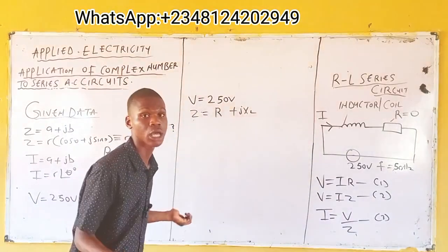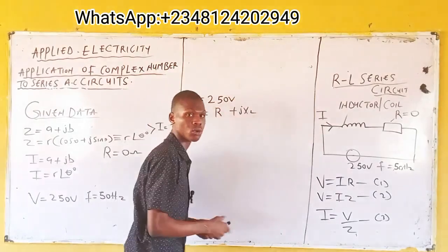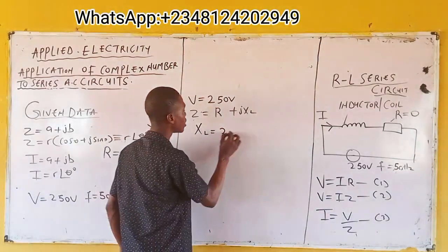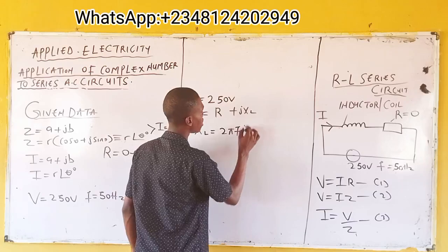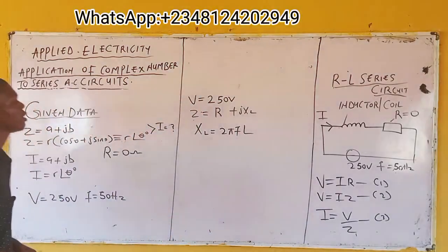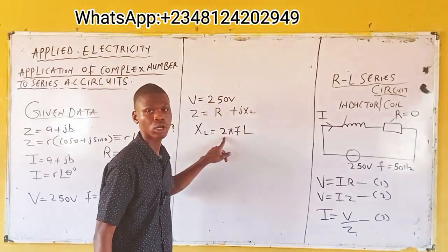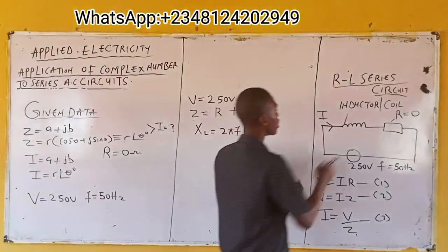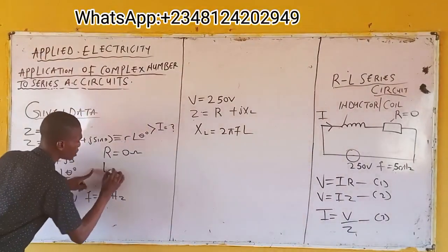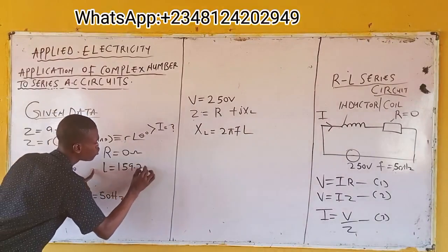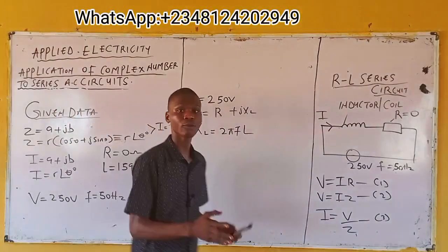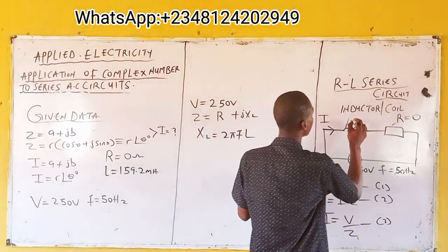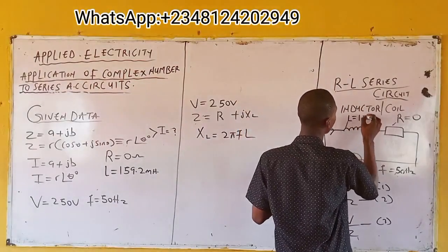What's the R? 0, right? You already know the value of R to be 0. Now, how do you get XL? The formula for XL is 2 pi fL. We already know 2 and pi, and we know f. What's L? L is given from the question: L is equal to 159.2 millihenry. We want to know the value of current flowing through this inductor. So, L is what?